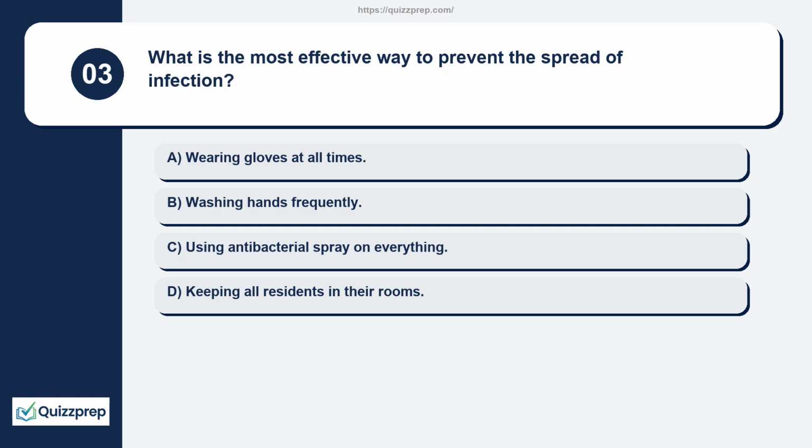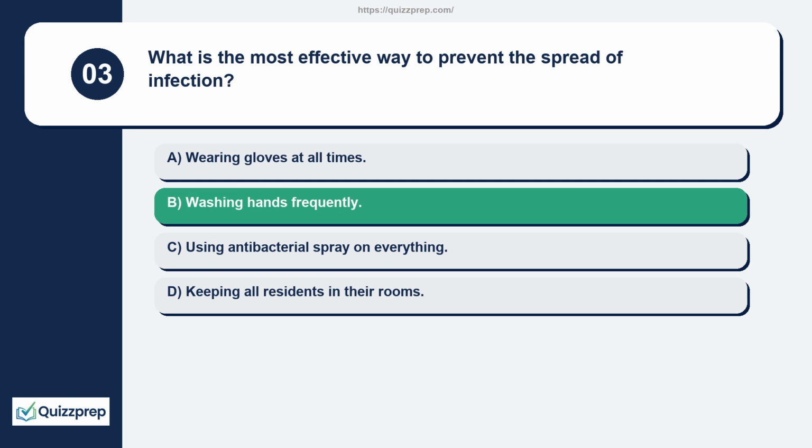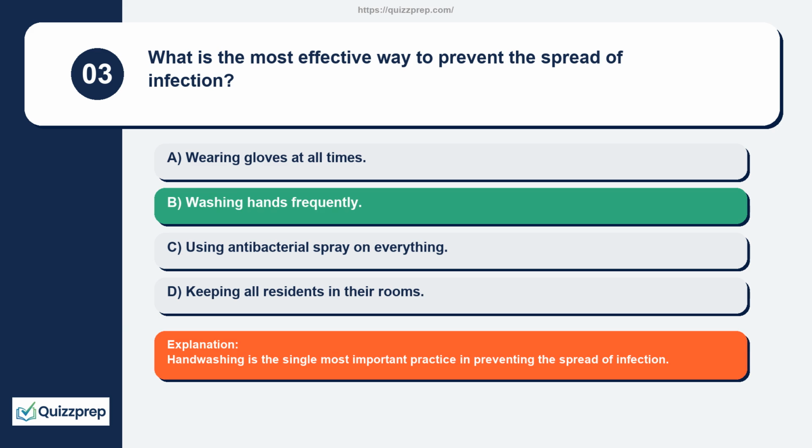Question 3. What is the most effective way to prevent the spread of infection? Wearing gloves at all times, washing hands frequently, using antibacterial spray on everything, keeping all residents in their rooms. Hand washing is the single most important practice in preventing the spread of infection.